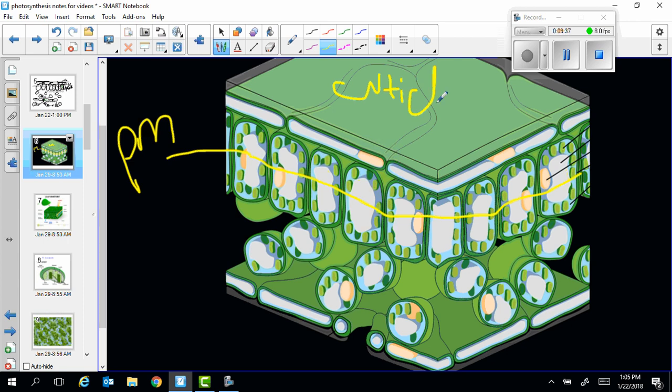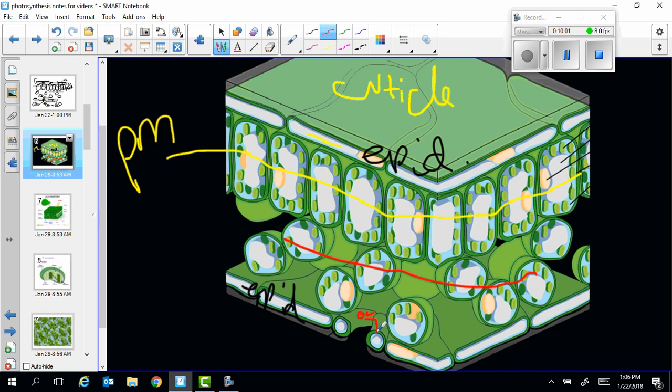Sorry, again, it's just super hard to write with this. Okay, these cells right here, that's my epidermis. And then at the bottom, there's more epidermis. And then this layer right here, I'll do it in red. This is my spongy mesophyll where there's more space. And then right here, I'm going to put a GC.